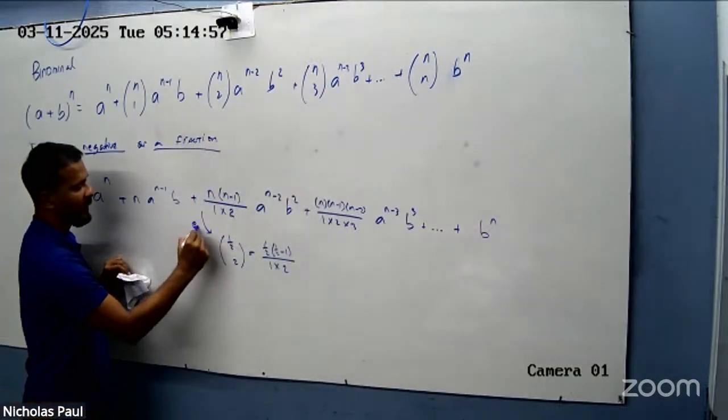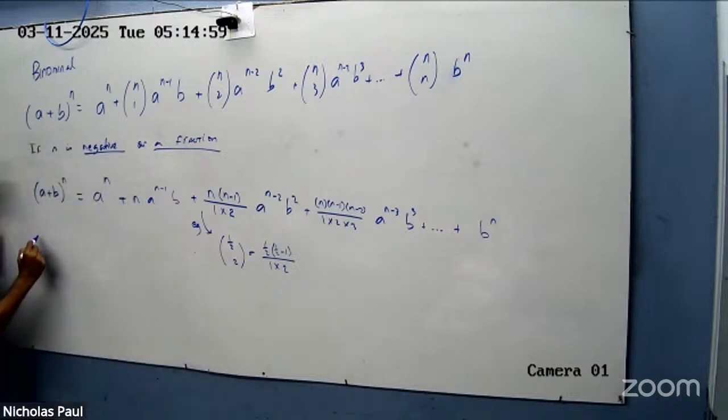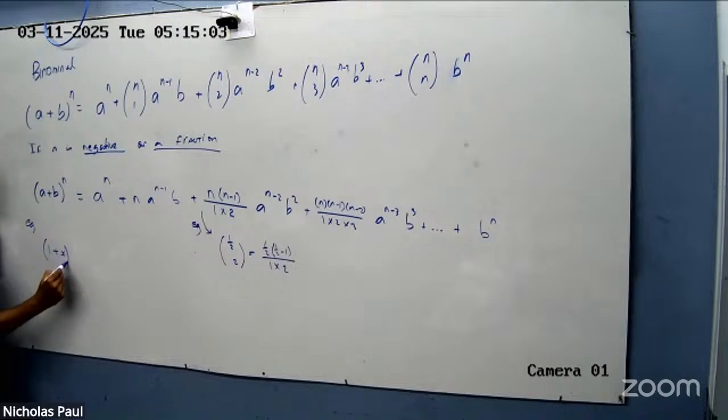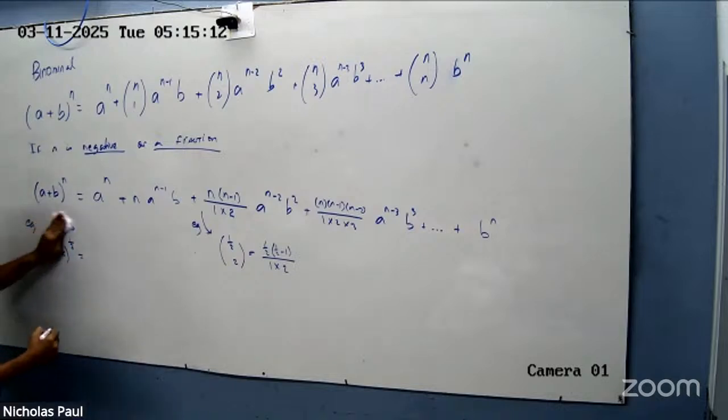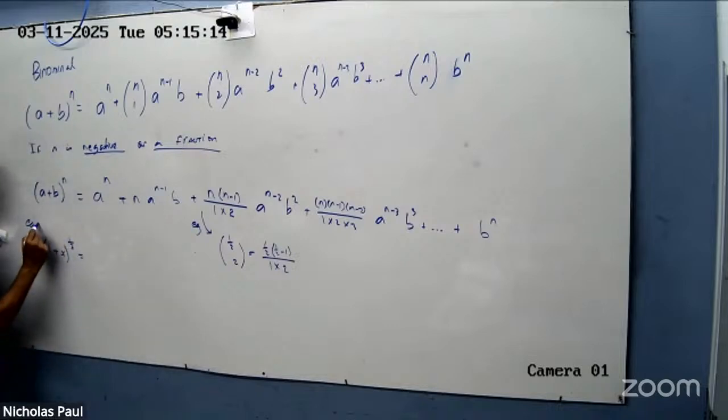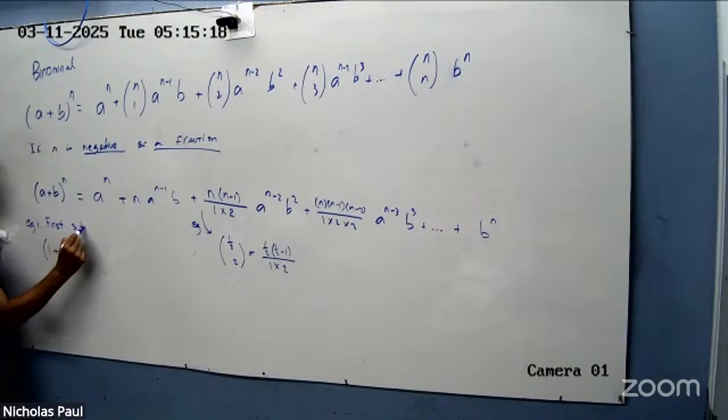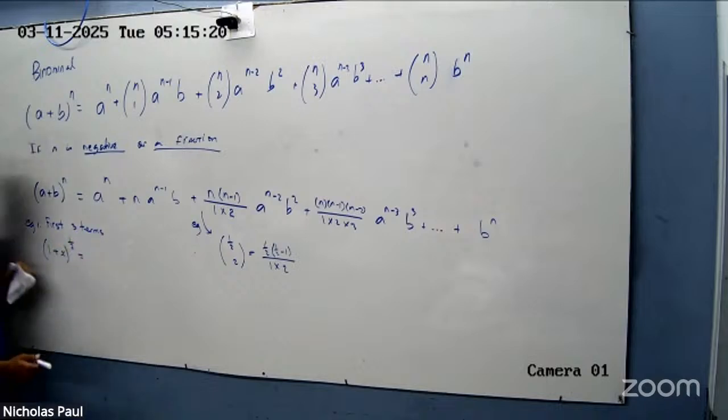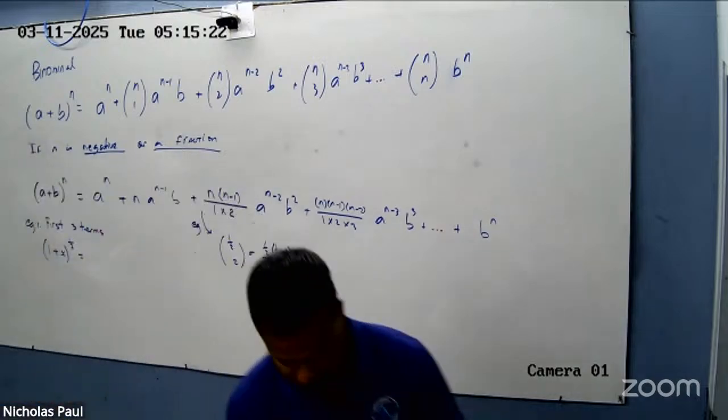Okay, and just a small example. All I want you to do for me, just try this one: 1 plus x to the power of a half. All I would like is the first three terms. In this small example, find the first three terms. I want to show you something in the formula sheet as well.